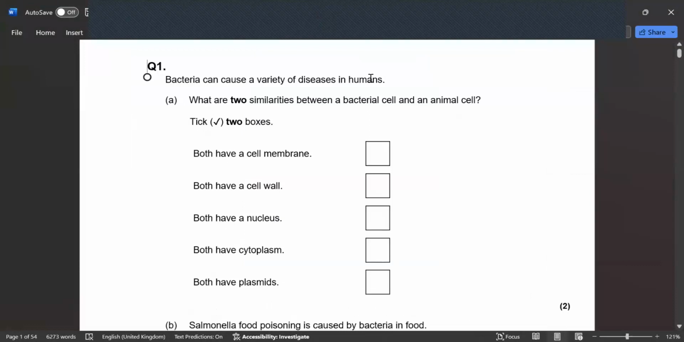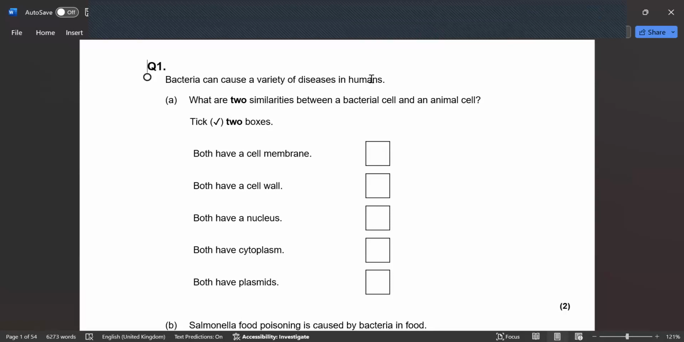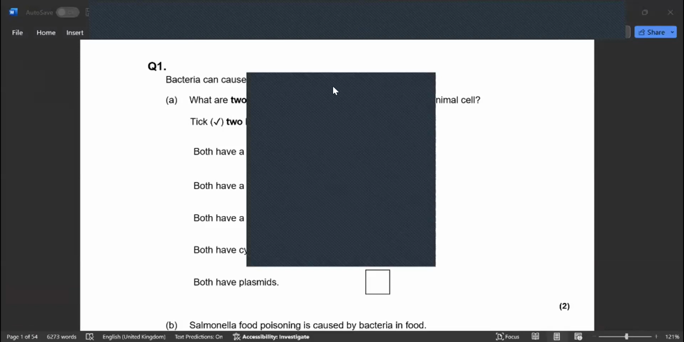Bacteria can cause a variety of diseases in humans. As you know well, we cannot split the questions 100% to take some questions on arteries, veins, capillaries, and the components of blood. But let's go through answering the questions because now we can say this is a recap on the previous topics. What are two similarities between a bacterial cell and an animal cell? He wants you to tick two boxes. Yeah, both have a cell membrane, definitely. So we will take the first one. And what else? The fourth one, or the cytoplasm? Exactly, this is the second one.